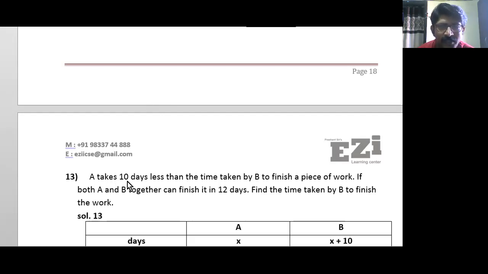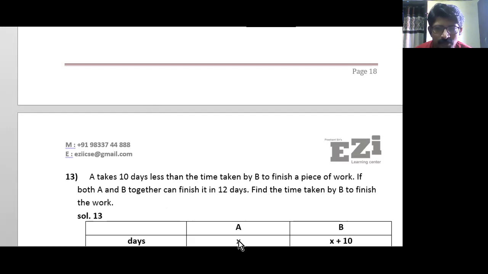Let's move. A takes 10 days less than the time taken by B to finish a piece of work. If both A and B together can finish it in 12 days, find the time taken by B to finish the work. Now how to do?